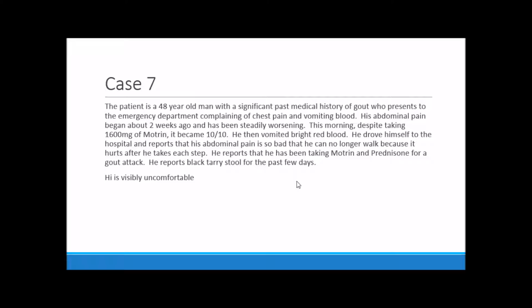Okay, so case 7. What's the diagnosis, based on process of elimination? Okay. 48-year-old male, significant past medical history of gout, comes to the ED complaining of chest pain and vomiting blood.